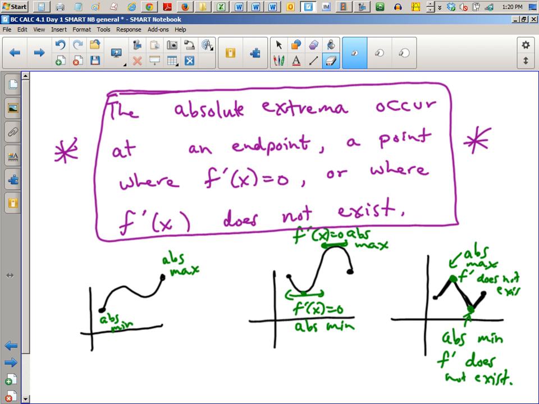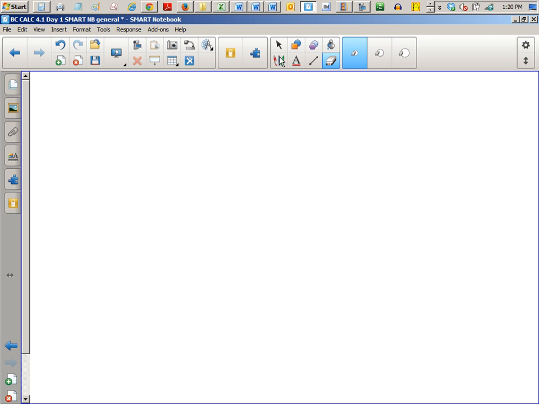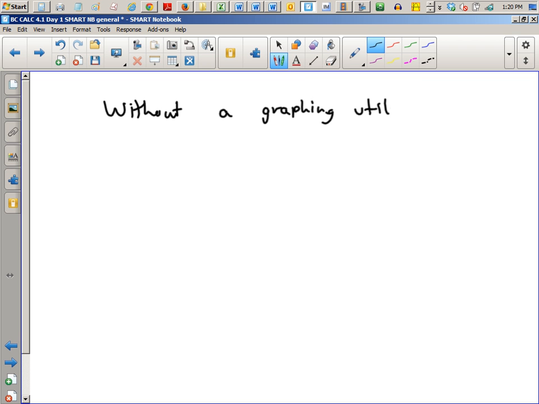And let's try some examples. So far I haven't done much with functions, right? So let's try this problem here. Find the absolute extrema. You're not allowed to use a graphing calculator. Do not graph them on the screen. That takes all the fun out of the problems. Same thing with homework tonight, without a graphing utility, find the absolute extrema.